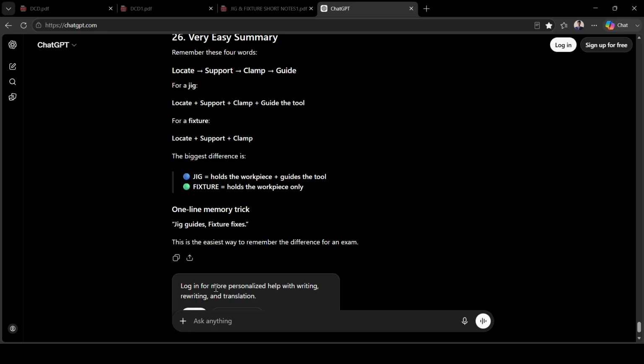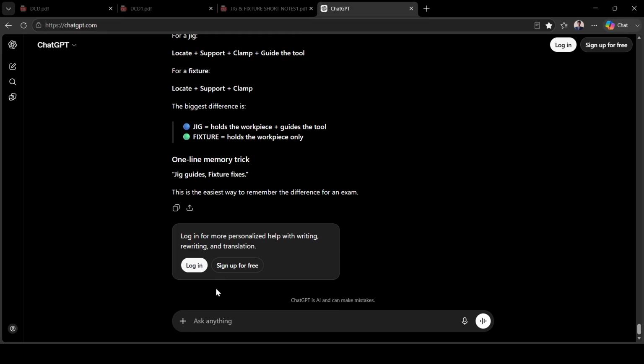The biggest difference is that a jig holds a workpiece plus guides the cutting tool. A fixture holds the workpiece only. So jig, guide; fixture, fix. Jigs guide, fixtures fix. This is the easiest way to remember the difference for an exam.